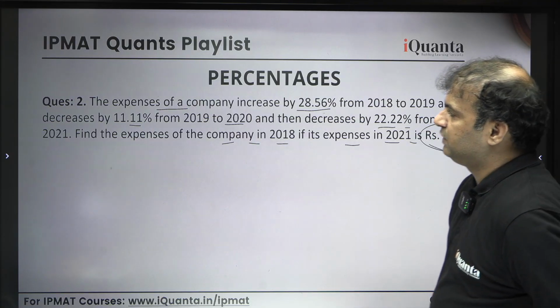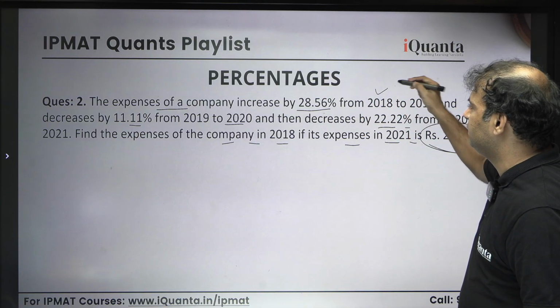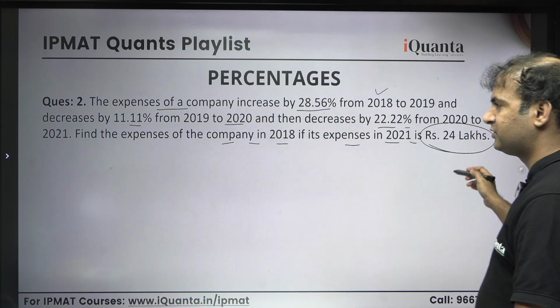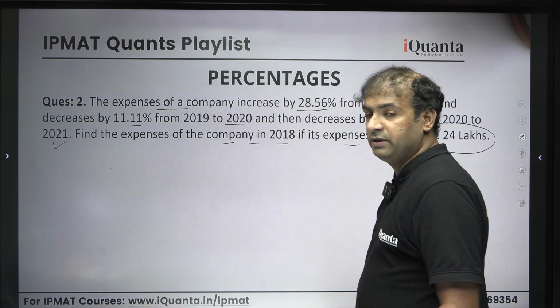Alright guys, so the changes started from 2018, and the final year where the story ends is 2021. So we can say 2018 should be the initial value, right?